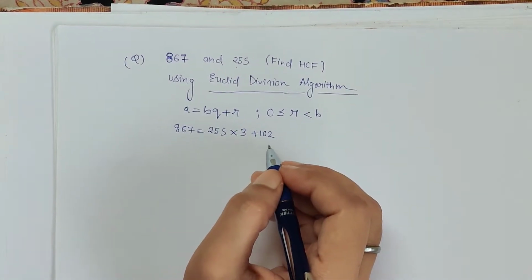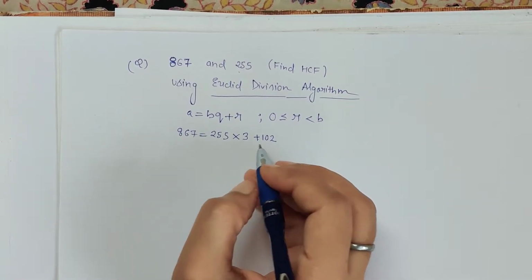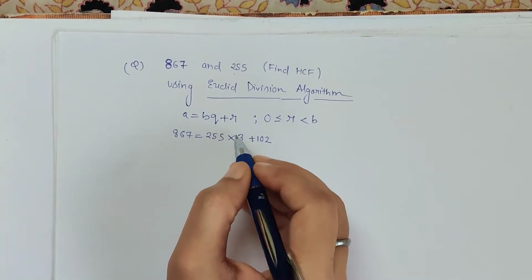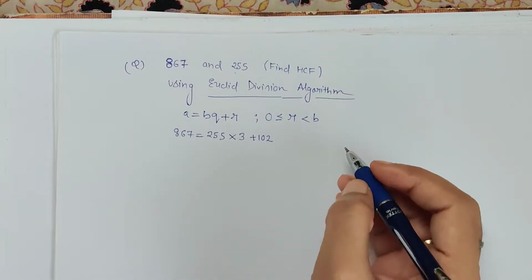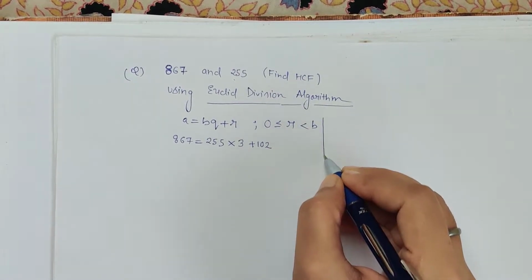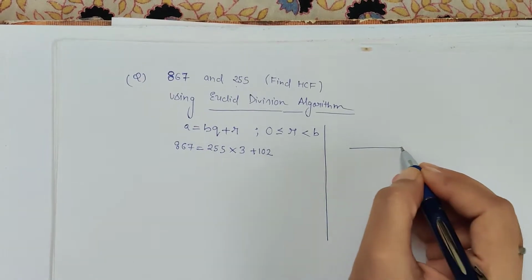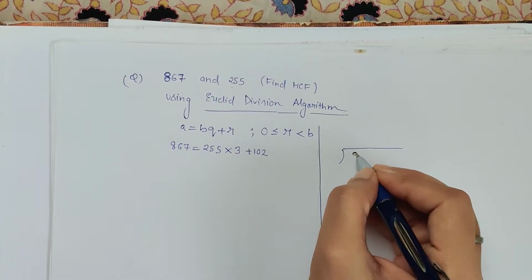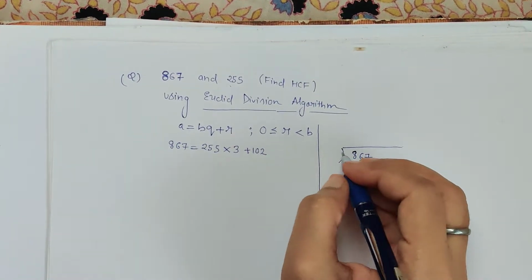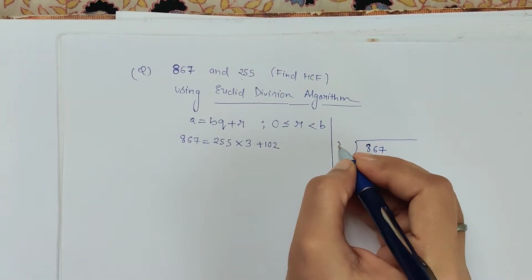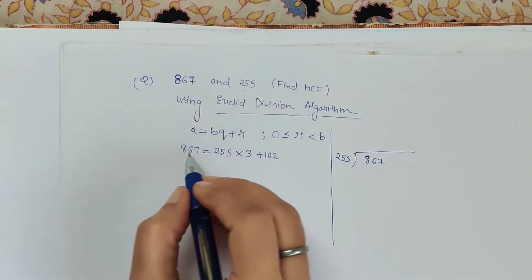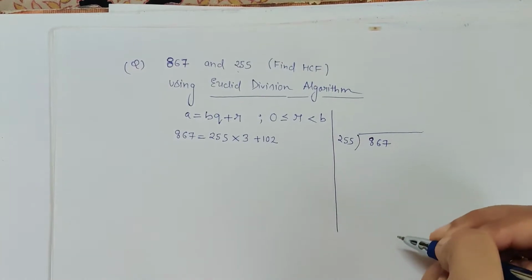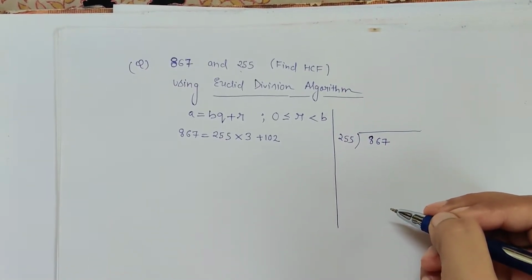So here another step is, for few students, thinking about what number I should multiply becomes difficult. So for them I would suggest they should do the division process separately. For them this will be useful. Like we have to divide 867 by 255. This process will be useful for those students who are not able to automatically write in this form. For them it is suggested to go through the division process only for finding the HCF.